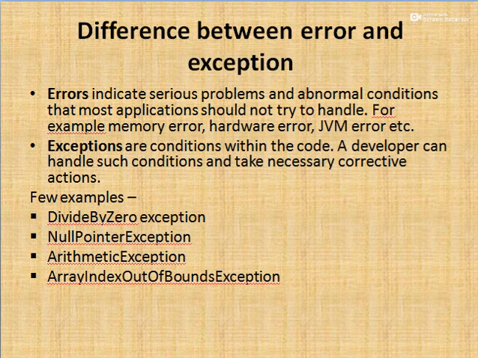Errors indicate serious problems and abnormal conditions that most applications should not try to handle. For example, memory error, hardware error, JVM error, etc. Exceptions are conditions within the code. A developer can handle such conditions and take necessary corrective actions. A few examples: divide by zero exception, null pointer exception, arithmetic exceptions, then array index out of bounds exception, and so on.